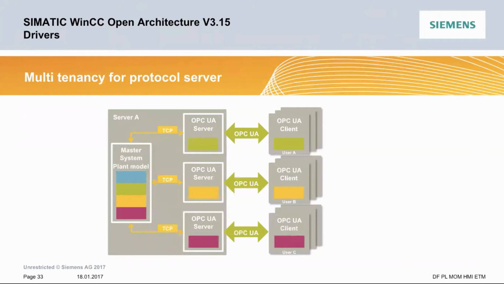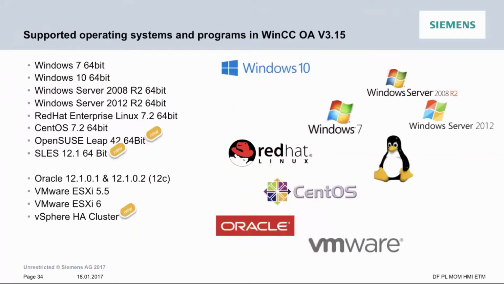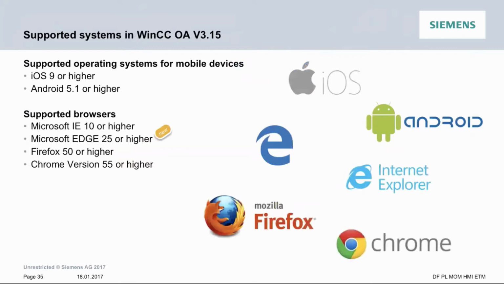And then just a quick update on new operating systems supported: OpenSUSE Leap, and then the vSphere High Availability Cluster. Let me talk a little bit about the supported browsers. For mobile devices, when we talk about our iOS operator or mobile UIs, the iOS store and Android devices are supported. And from a client side, for running either Ultralight or the desktop UI: Microsoft Edge 10 or higher, Edge 25 or higher is new, Internet Explorer 10 or higher has been in there, and then Firefox and Chrome as well.